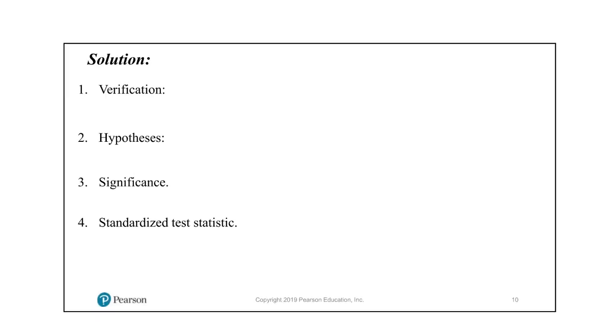Let's verify. Well, we were told sigma was known, and that's why we're doing a z-test if we can. And it was a random sample, so that's good. And while we weren't told the population was normally distributed, we do have n of 32, which is greater than 30, so we're okay. So we can do our z-test.